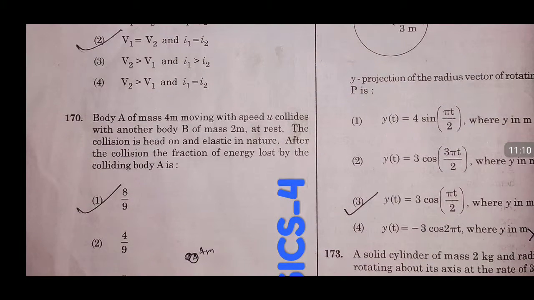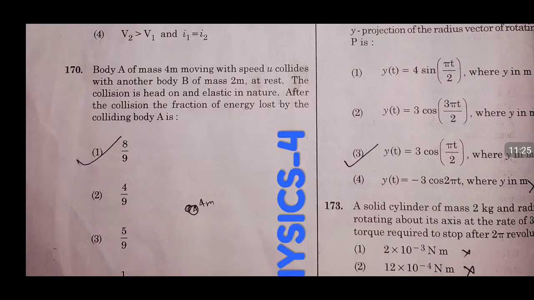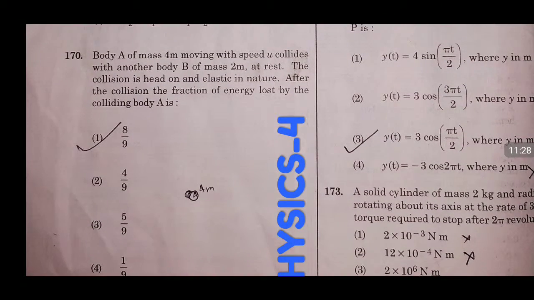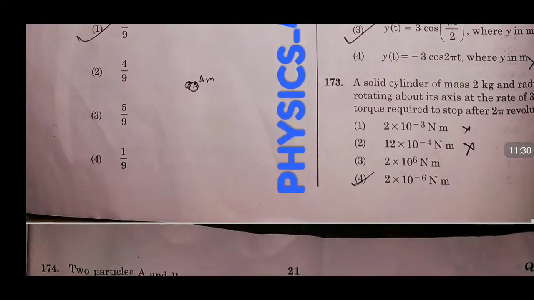170 number question. A body of mass 4m moving with a speed of u collides with another body B of mass 2m at rest, and the collision is head on and elastic in nature. After the collision, the fraction of energy lost by the colliding body is... Then the right answer is 8 by 9.